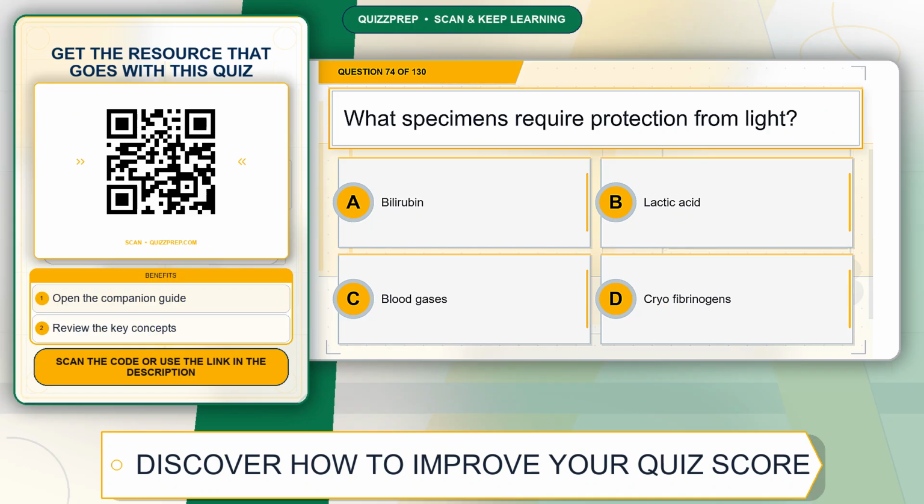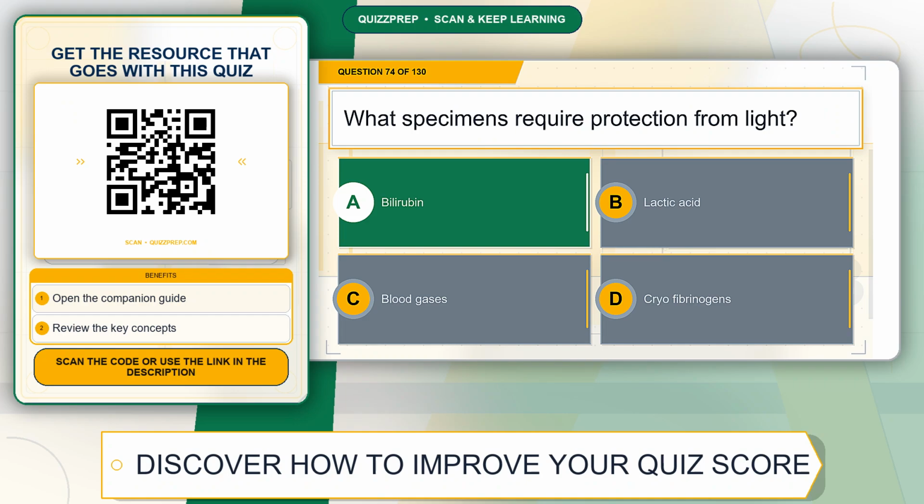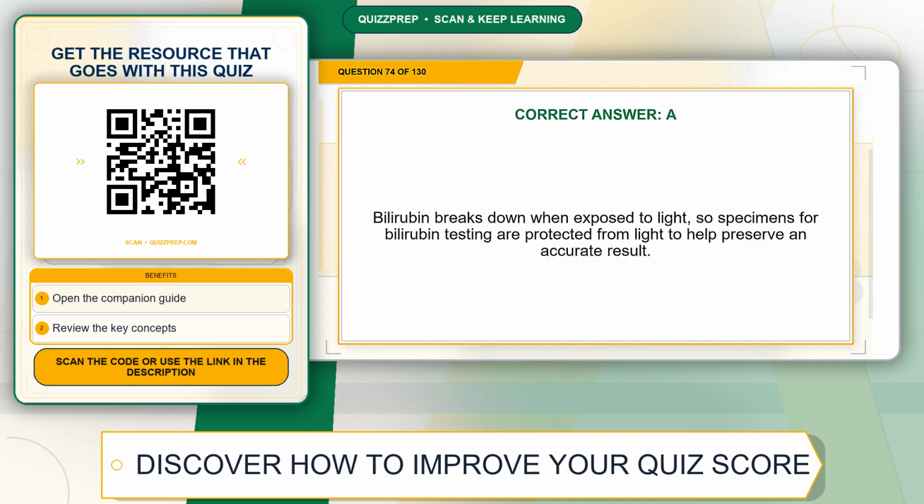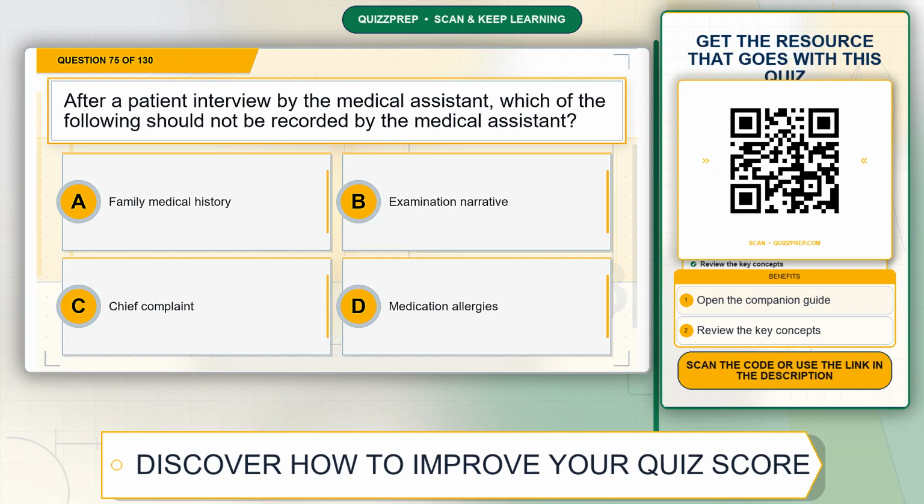Question 74. What specimens require protection from light? Option A, bilirubin. Option B, lactic acid. Option C, blood gases. Option D, cryofibrinogens. The correct answer is option A, bilirubin. Explanation. Bilirubin breaks down when exposed to light, so specimens for bilirubin testing are protected from light to help preserve an accurate result.